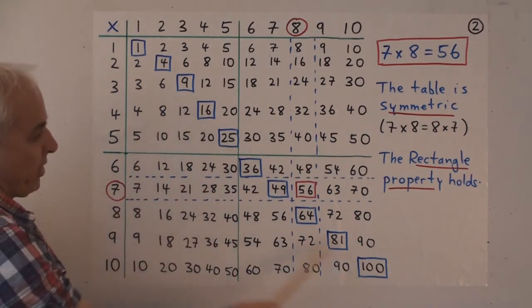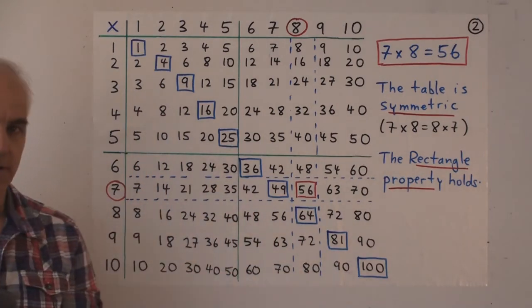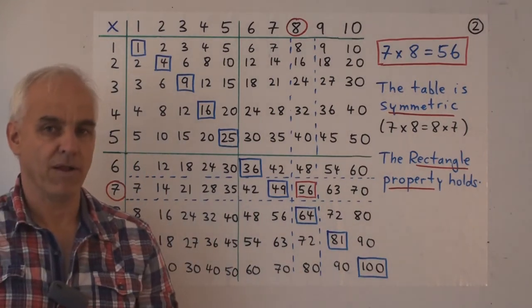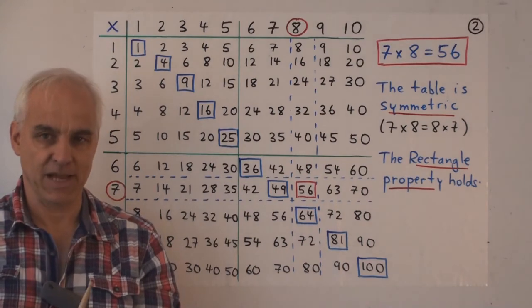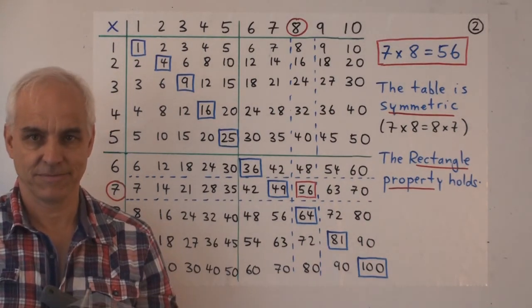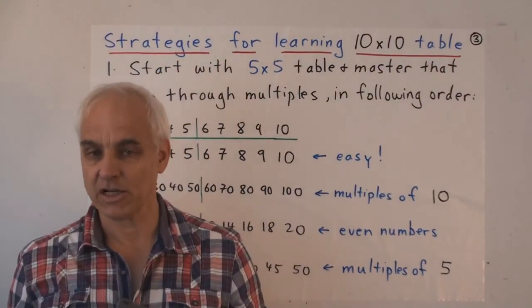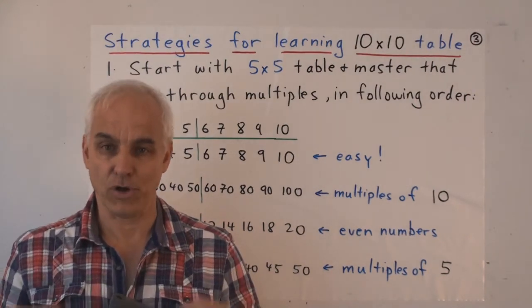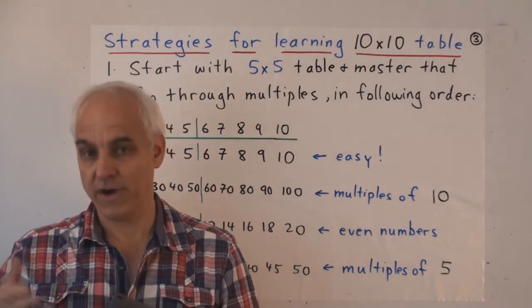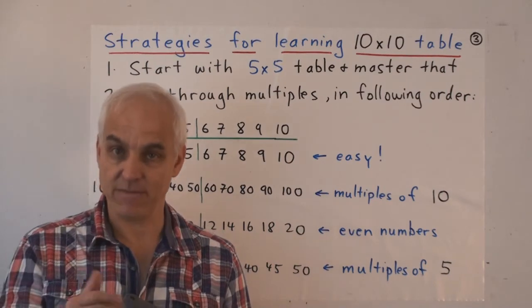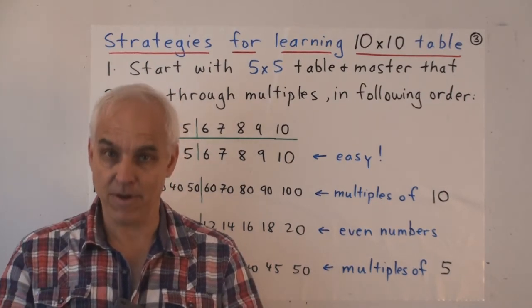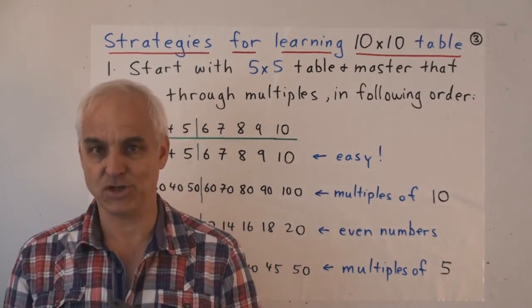It's especially important that students remember well the diagonal entries of this table. Those are the squares. All right, so let's talk a little bit about strategies for learning this table. Or if you're helping a young person develop mathematics, strategies for getting them to learn the multiplication table.